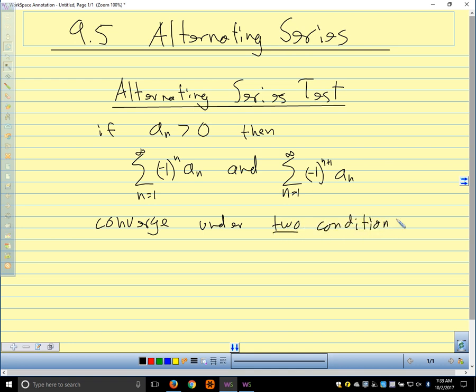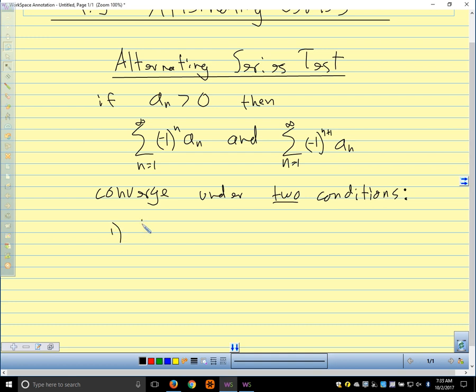And both conditions have to be true for us to have convergence. One, we need the limit as n approaches infinity of a sub n to be 0. So this is just our nth term test for divergence. If that limit isn't 0, then our sequence can't converge. And the second one is a sub n plus 1 has to be less than or equal to a sub n for all n.